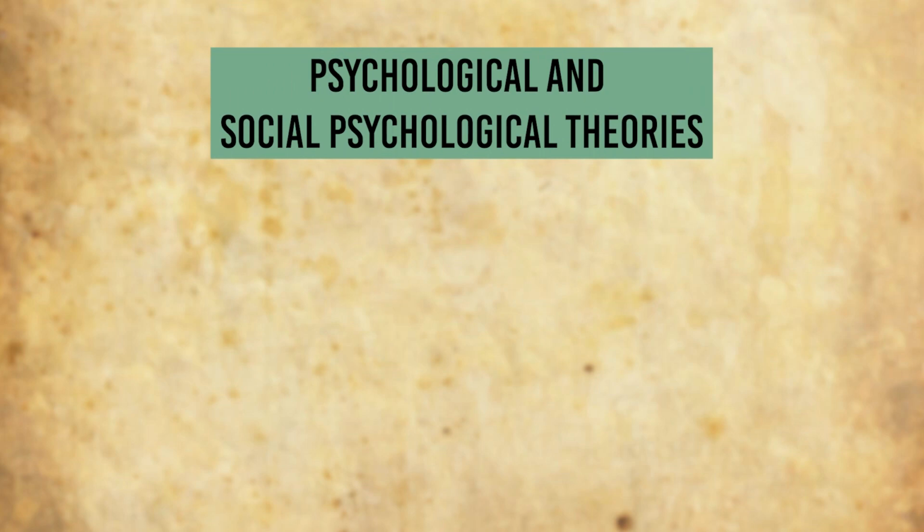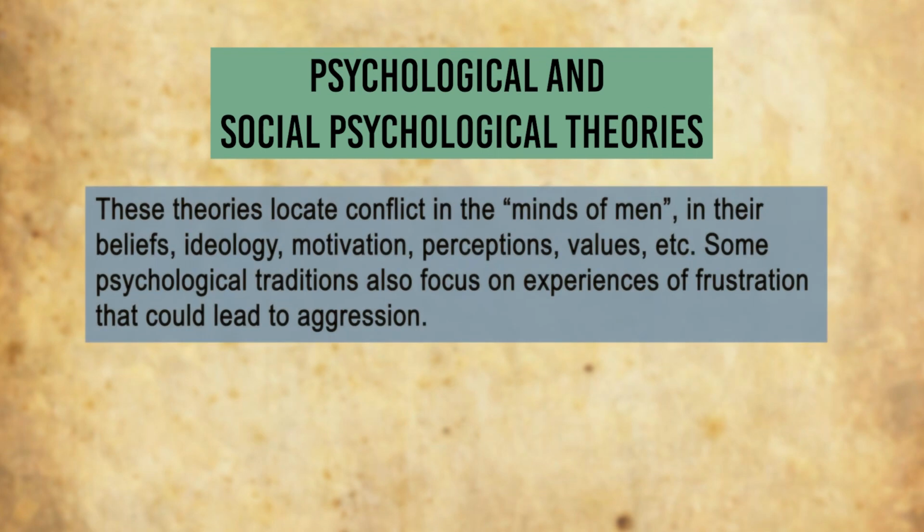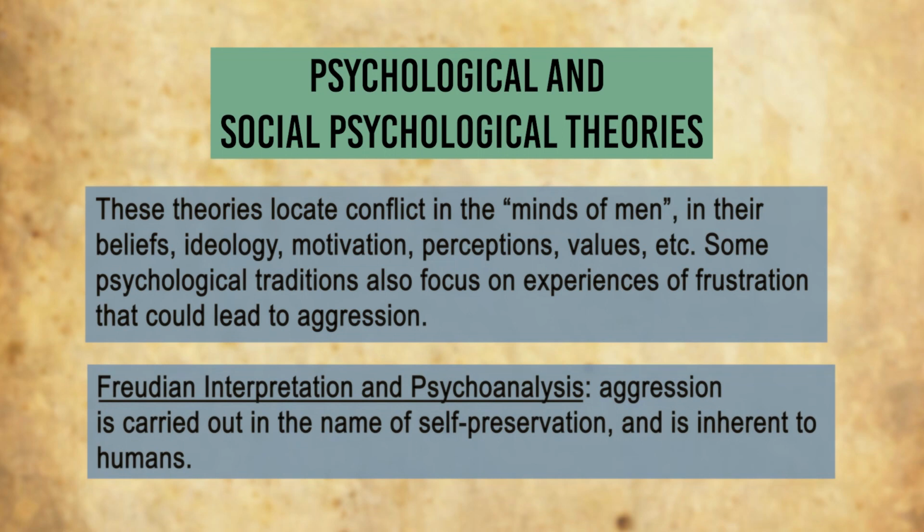Next, we come to the psychological and social psychological theories. These theories locate conflict in the minds of men, in their beliefs, in their ideology, motivation, perception, values, and so on. Some psychological traditions also focus on experiences of frustration that could lead to aggression. The Freudian interpretation and psychoanalysis argues that aggression is carried out in the name of self-preservation and is inherent to humans.